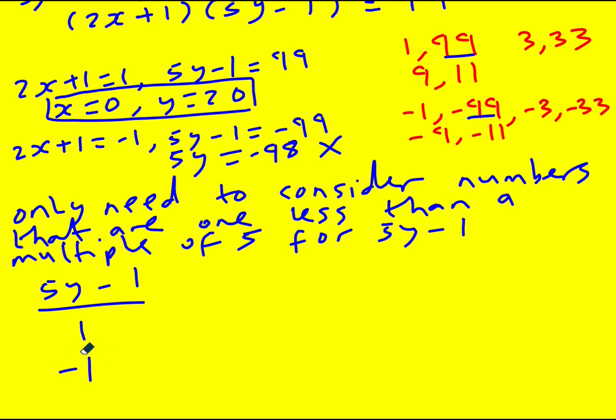Now this one actually is going to work. I'm going to get y is equal to 0. And then to couple with it, 2x plus 1 is going to equal minus 99. So x is going to equal minus 50. So I minus 1 from it and divide by 2.